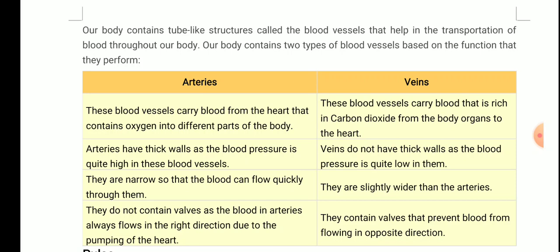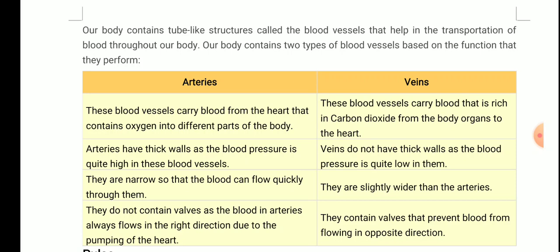Veins are slightly wider than arteries. Very important, they are slightly wider than arteries. Fourth point: arteries do not contain valves as the blood in arteries always flows in the right direction due to the pumping of the heart.